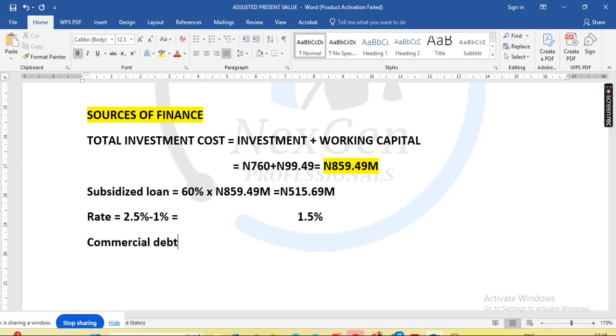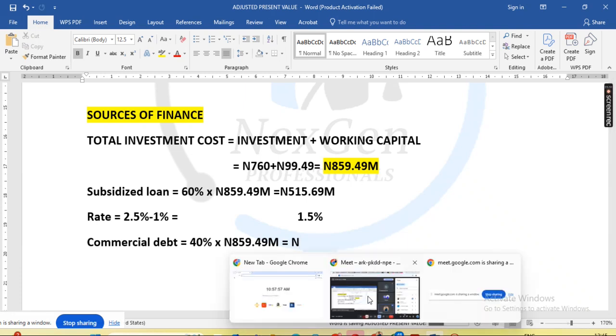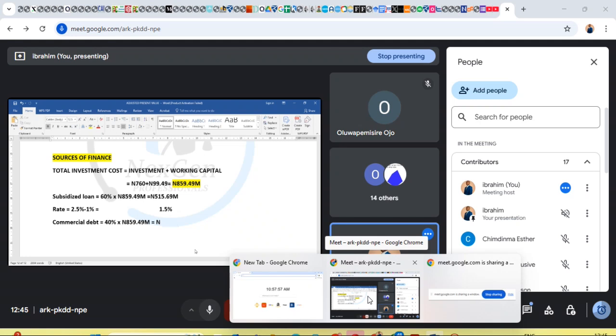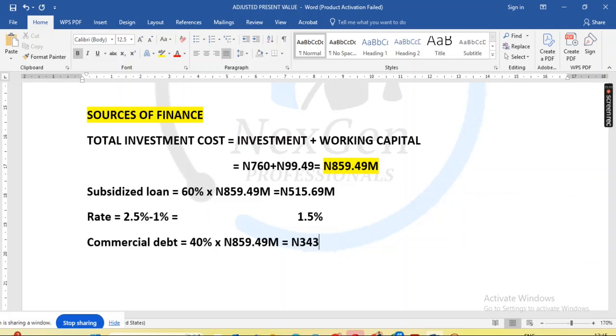So therefore, we can have the commercial loan, commercial debt, as 40% of the balance, times 40% of 859.49 million. What do you have here? The figure is 343.80. Good. Now, don't forget, commercial rates will always be higher than the subsidized rates.